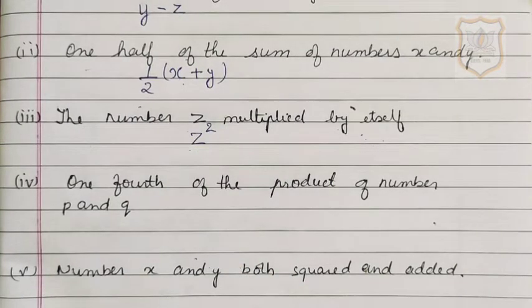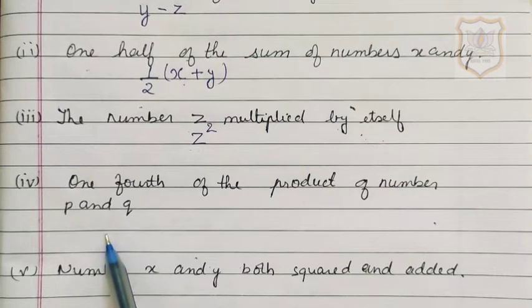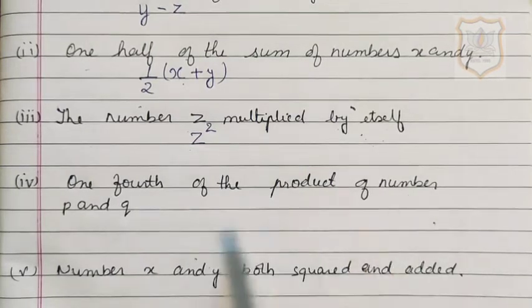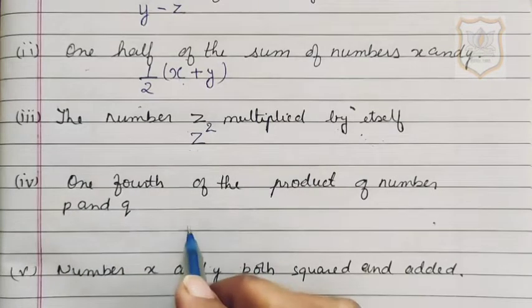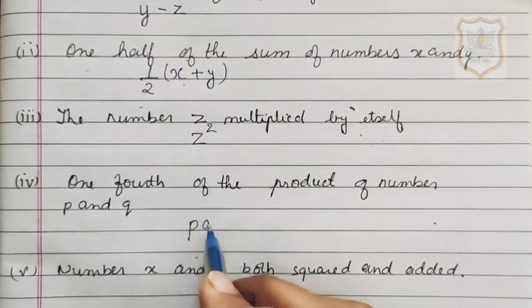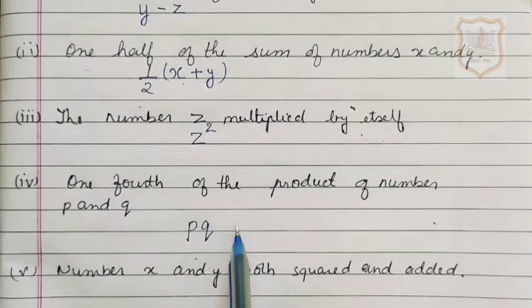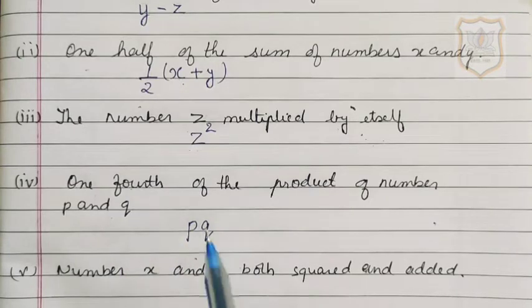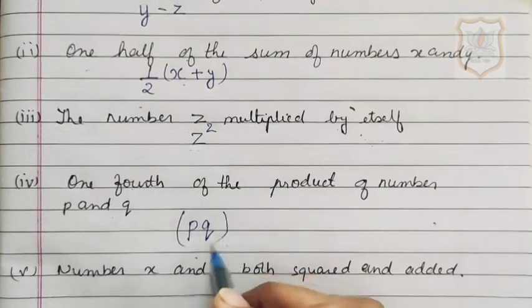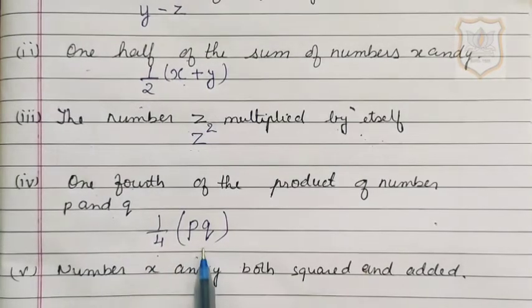Then fourth part, 1/4 of the product of number p and q. Here the product of number p and q. Product means we have to multiply p and q first. So here the product of p and q will be pq, and we have to take 1/4 of the product p and q. So here we will write 1/4 of product of number p and q.